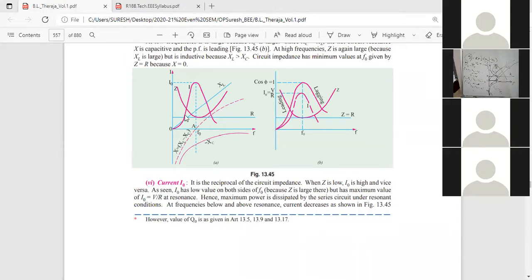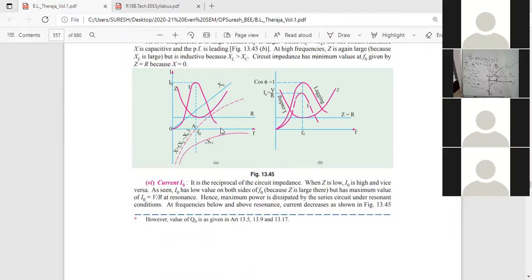This is current I. Current goes from 0 to maximum at f0, the resonant frequency, and again comes to 0. Current is inversely proportional to Z. Then X is equal to XL minus XC, varying from minus infinity to 0, and from 0 to infinity. These are the resonance curves.